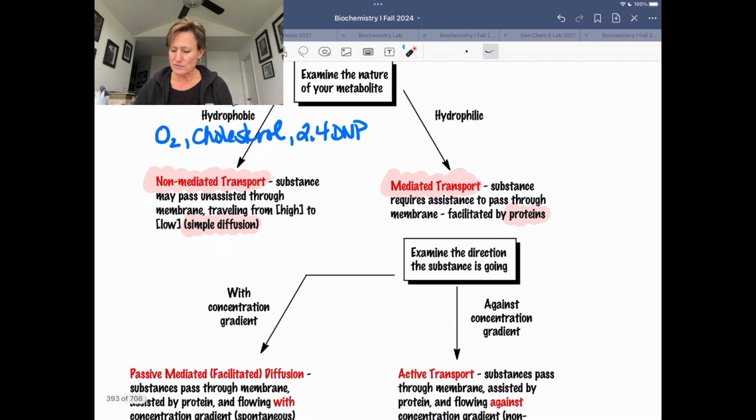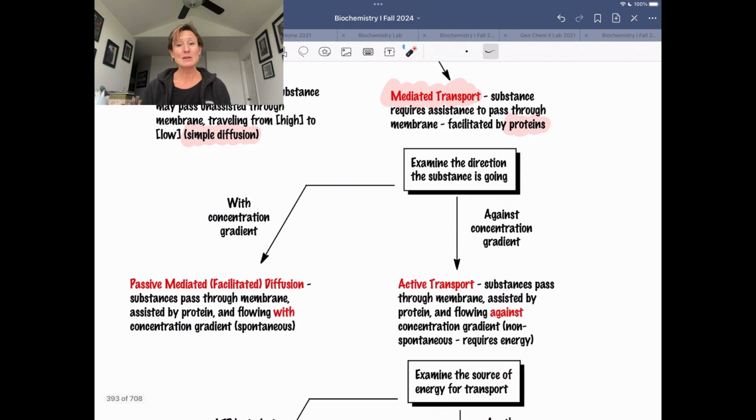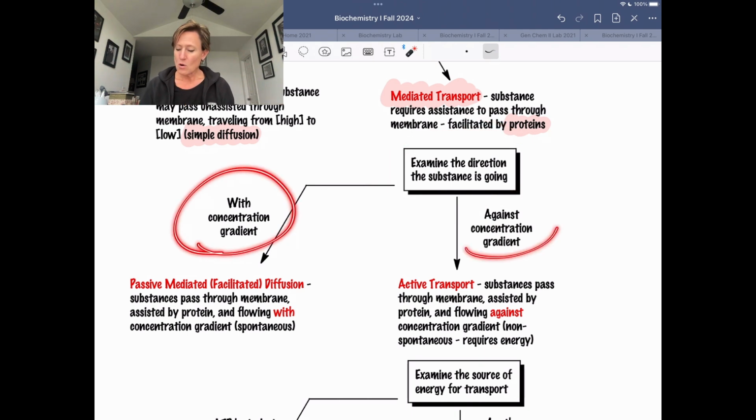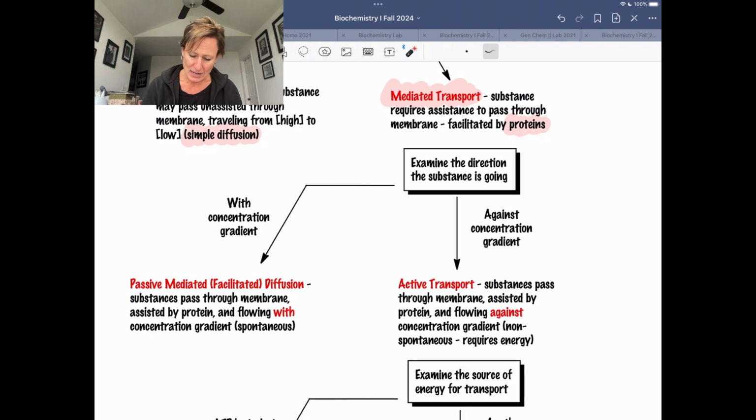The next decision point that we need to think about in terms of what type of transporter we are going to use is the direction that the substance is going. And ultimately, it's going to be going with or against the concentration gradient. So that's the defining feature. Are you going with or against the concentration gradient? If you're going with your concentration gradient, we're going to define that as downhill.